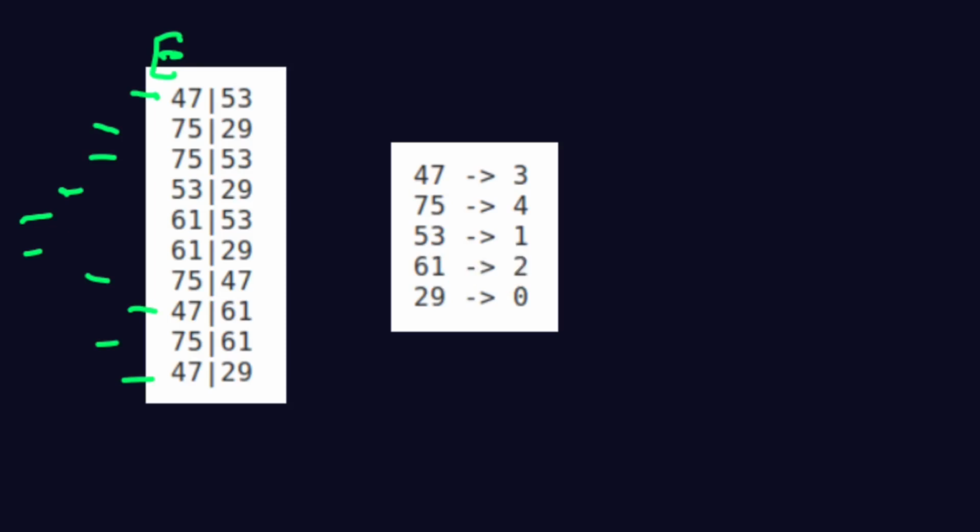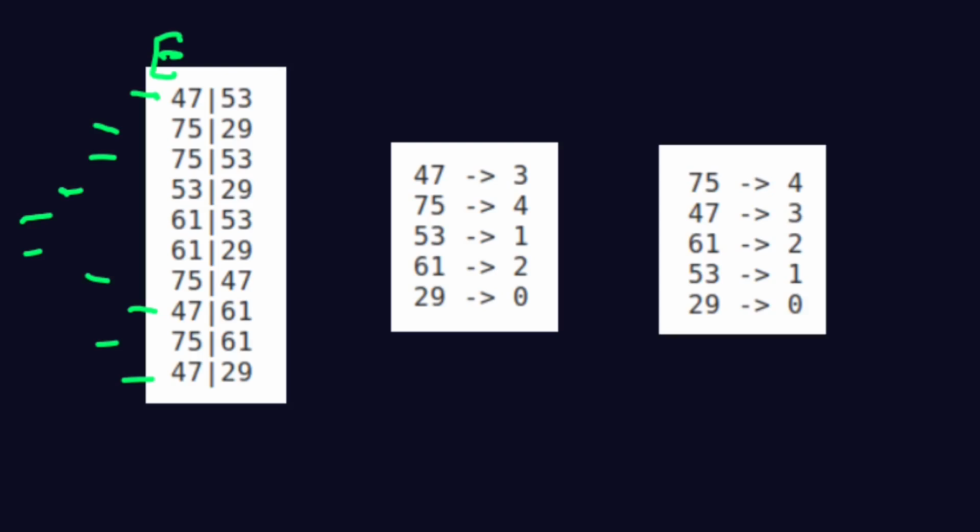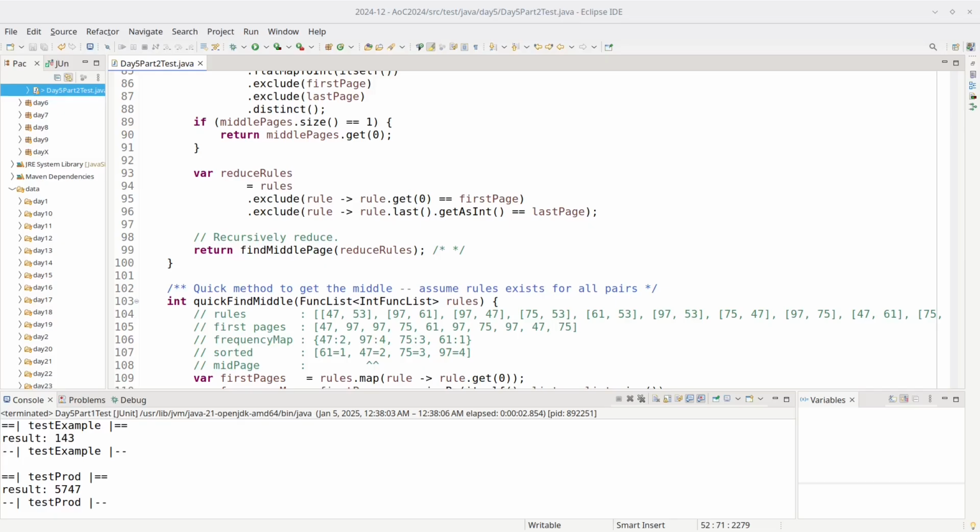I think you already can guess how to find the middle page. So if we order these pages, once we ordered it, the one in the middle is the middle page. It makes sense because the first page will be the one with the most number of times that it becomes an earlier page, and so on and so forth. So the middle page will be the middle one. So from this understanding and from this algorithm, let's see the code.